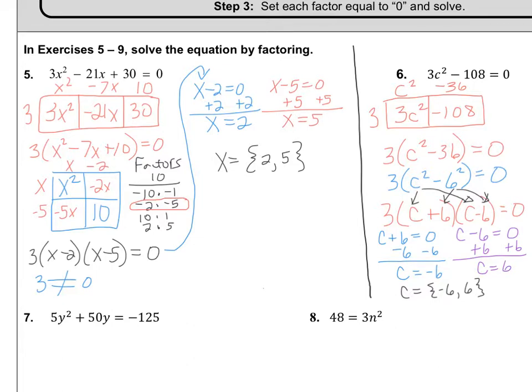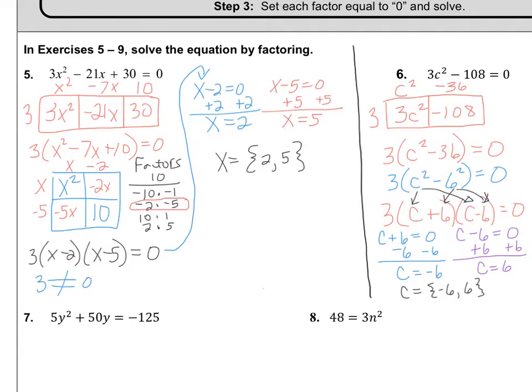So on number 5, I was able to remove the greatest common factor of 3, and I had a remaining trinomial that was also able to be factored. And then I set my two factors with variables equal to 0. And this time I decided to write my answer as a data set. It can be done either way. So x equals 2 and x equals 5 is the answer.